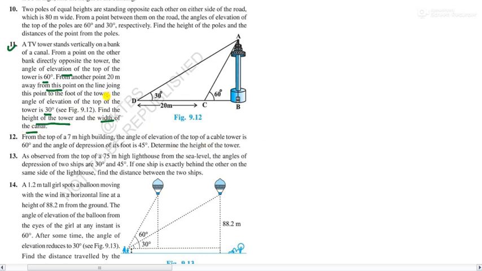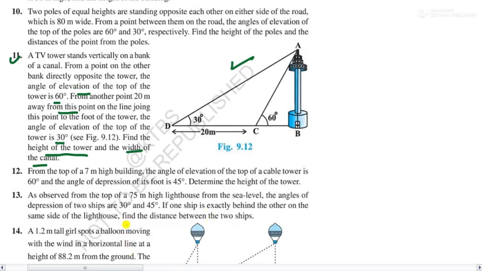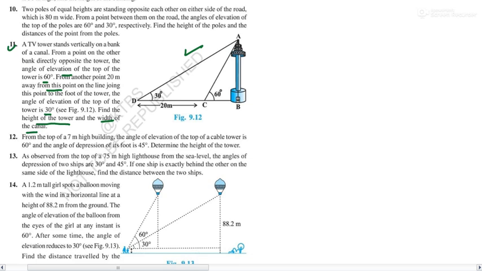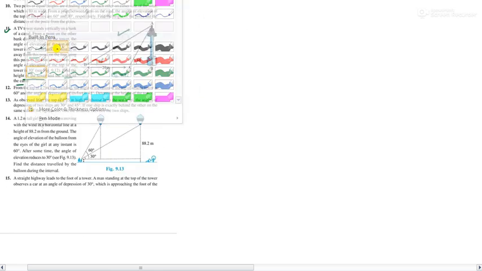They have also given the figure here, so no need of drawing another figure. We'll refer to the same and solve the problem. See here, this is the TV tower, let me write it as TT. Now there is a canal. CB in the figure is the canal.